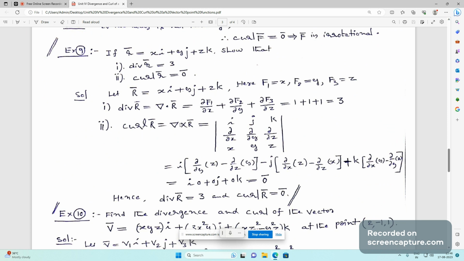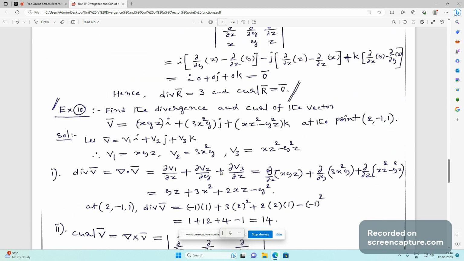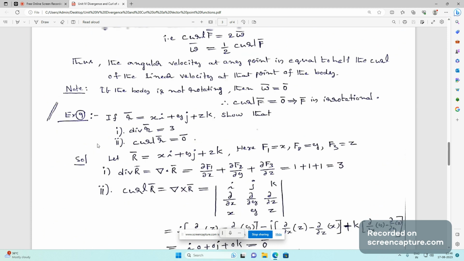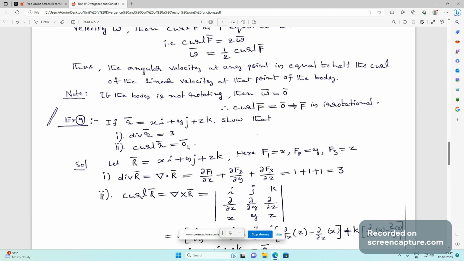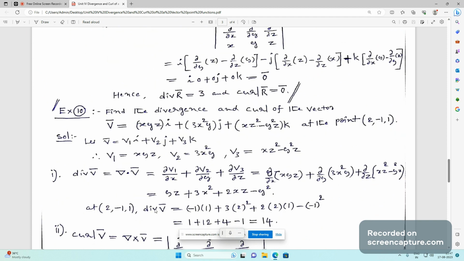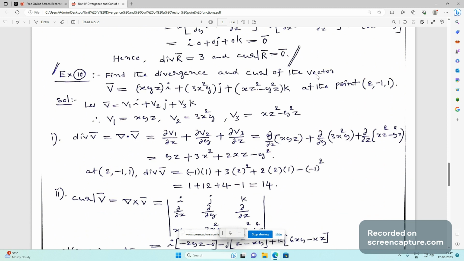Curl R bar equals del cross R bar equals determinant of i, j, k, second row dou by dou x, dou by dou y, dou by dou z, third row x, y, z. So expanding the determinant, we will get 0 i bar plus 0 j bar plus 0 k bar equals 0 bar. So hence divergence of R bar is 3 and curl R bar is 0 vector. So it is treated as a result: if the position vector R bar is given, then the divergence of R bar is 3 and curl R bar equals 0 vector. So it is used in vector identities.